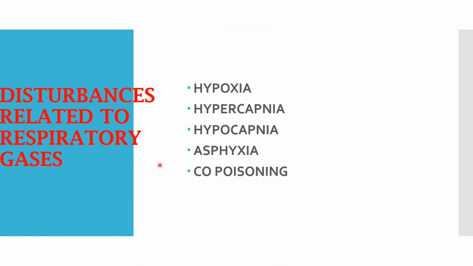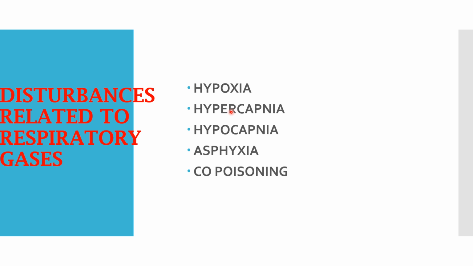Now we will see the various disturbances related to respiratory gases, that is oxygen and carbon dioxide. They are mainly hypoxia, hypercapnia, hypocapnia, asphyxia and carbon monoxide poisoning. Out of all these, we have completed detailed discussion about hypoxia, so now we will see a little about the other things. What is hypercapnia? It refers to increase in arterial PCO2. The normal value of PCO2 is 40 mmHg.